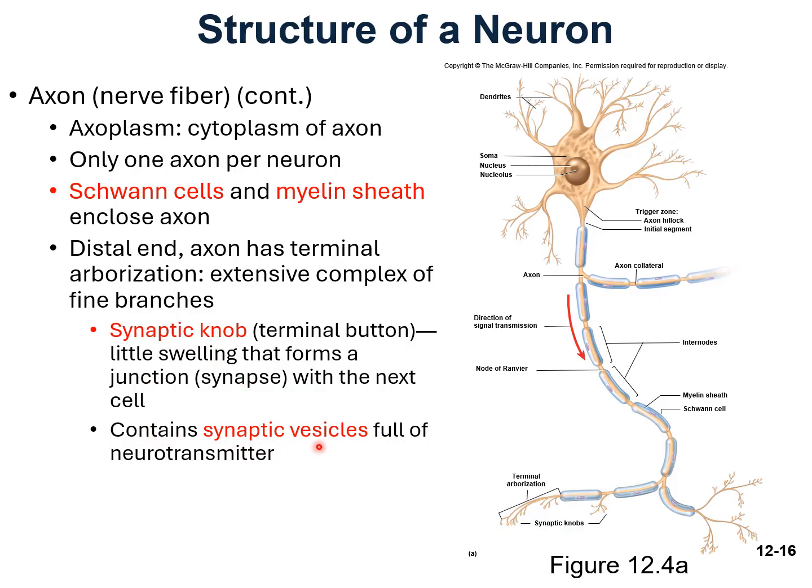Each synapse, or synaptic knob, is going to contain a synaptic vesicle. They're going to have a neurotransmitter. If this neuron was motor and going to a muscle cell, that neurotransmitter is going to be acetylcholine. The same type of thing we talked about when we talked about muscles.